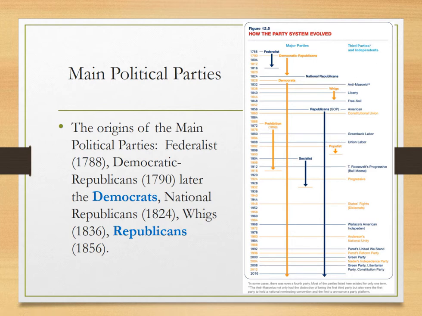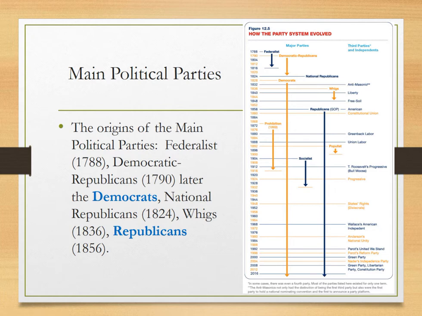There are numerous third parties and independent parties that have formed over the years as well, usually for only one election cycle. These include the Anti-Masonic Party in 1832, also known as the first third party in American politics, as well as the first third party to hold a national nominating convention, and the first to announce a party platform. The Liberty Party, yes, there was a party against Masons.